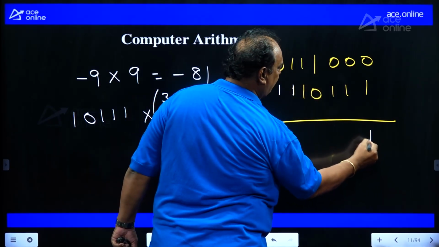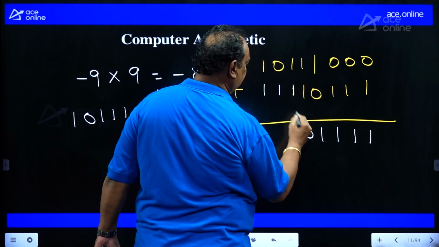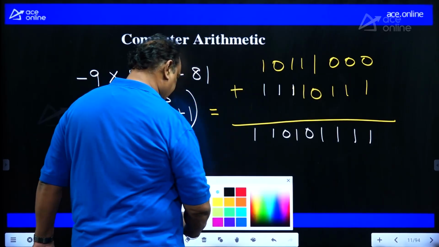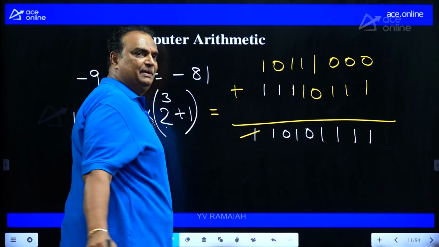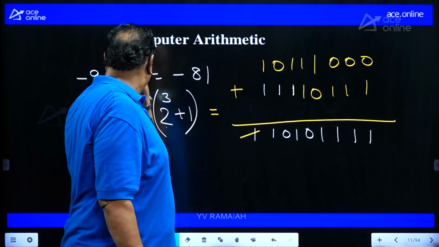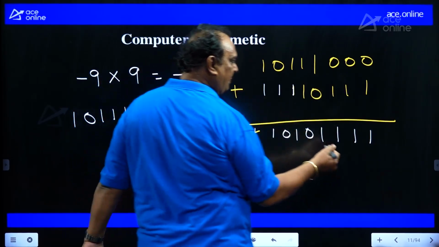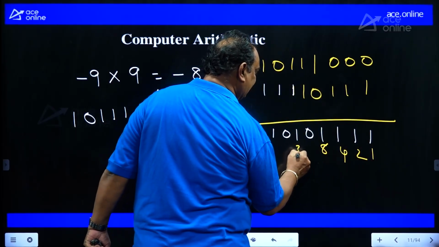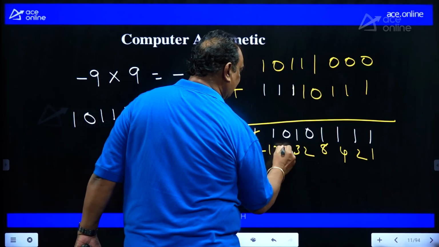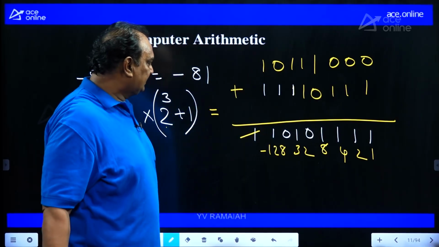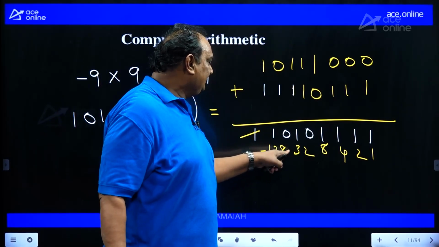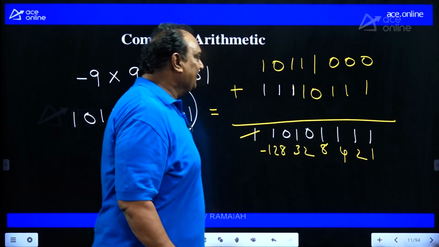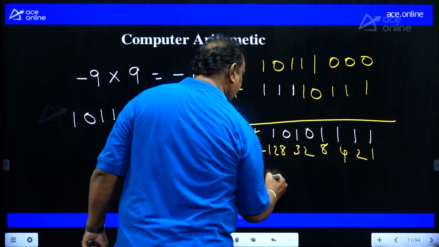Now look here: 1, 1, 1, 1, 0, 1, 0, 1, 1. In this, the extra bit is nothing but a dummy bit or guard bit. What is our value here? Minus 81 means 1, 2, 4, 8, 16, 32, 64, minus 128. So what is our answer? Minus 128 plus 32 means minus 96. Minus 96 plus 15 means minus 81.